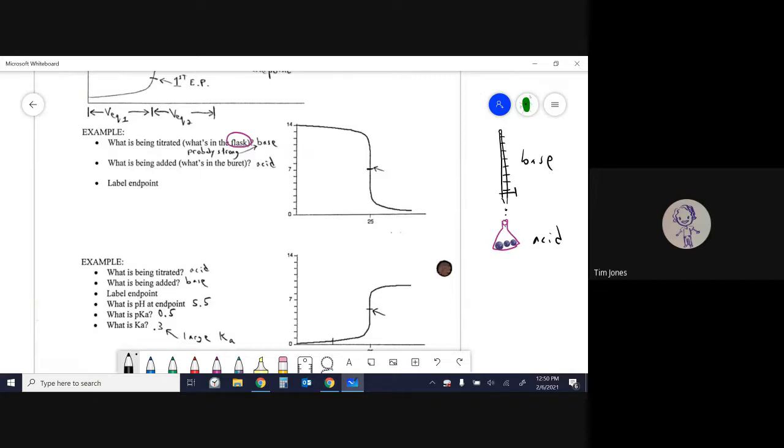So let's see if we can figure it out. First one, what's being titrated? What's in the flask? Well, because the pH is starting out high, it's going to be a base. What's being added? Well, the opposite thing has to be added, an acid. So once you know one, you automatically know the other.